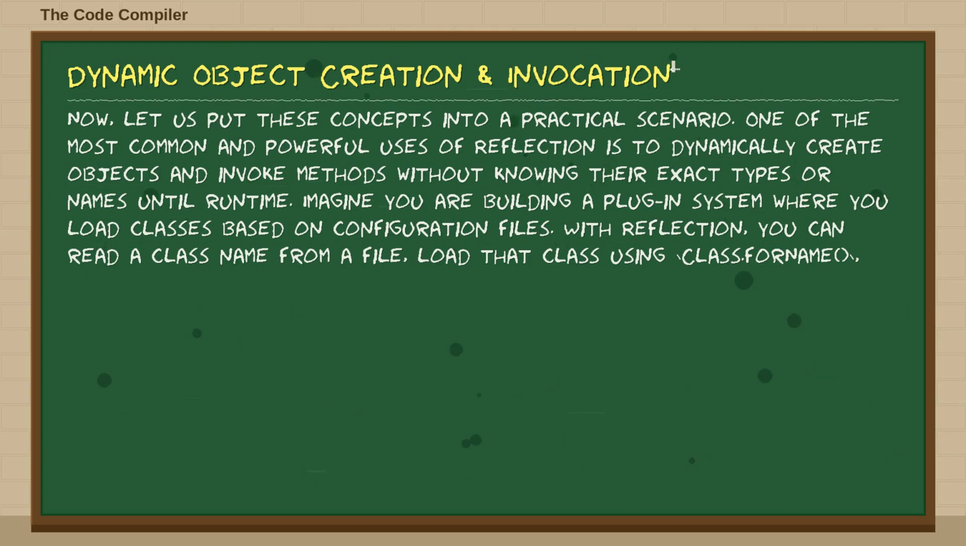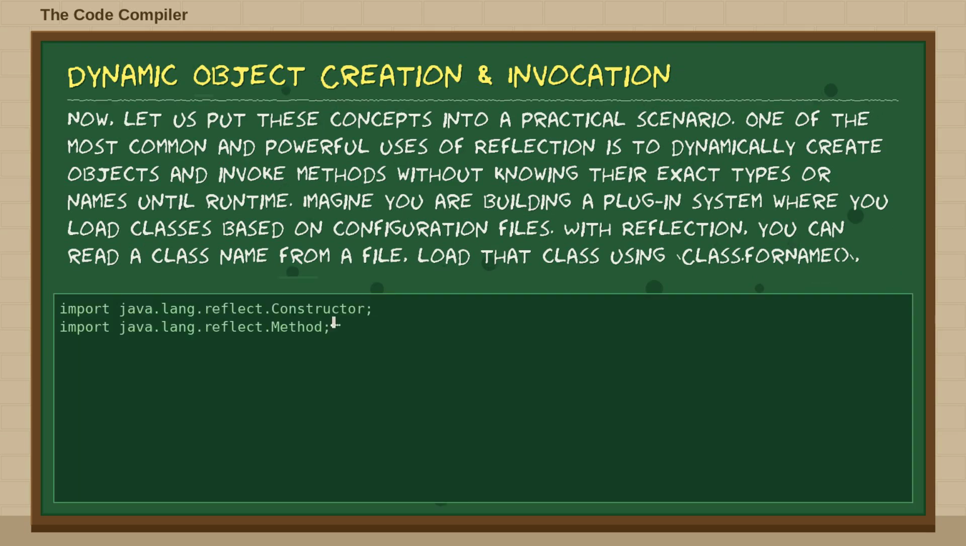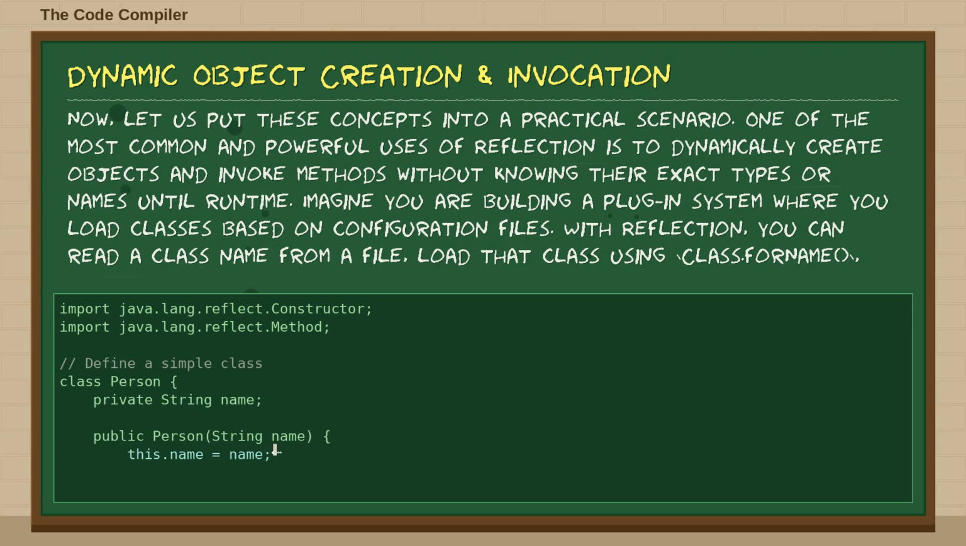This example demonstrates how we can create a Person object and call its sayHello method entirely through reflection, showing the flexibility it offers in building highly configurable and extensible applications. This truly unlocks a new level of dynamic programming in Java.